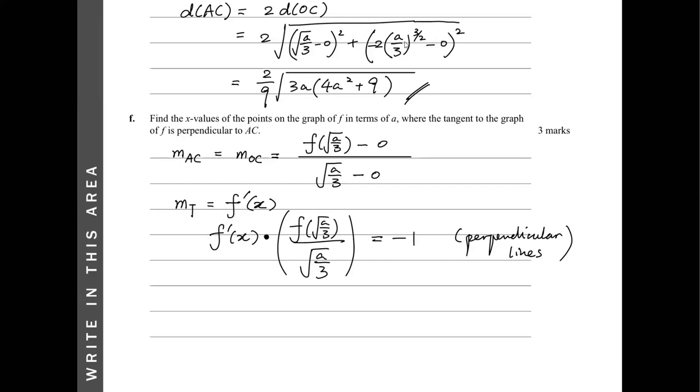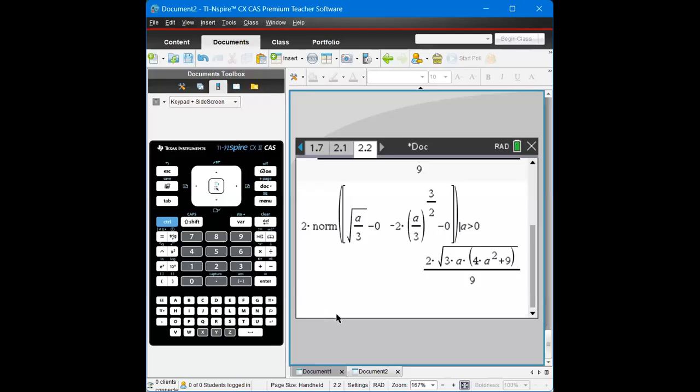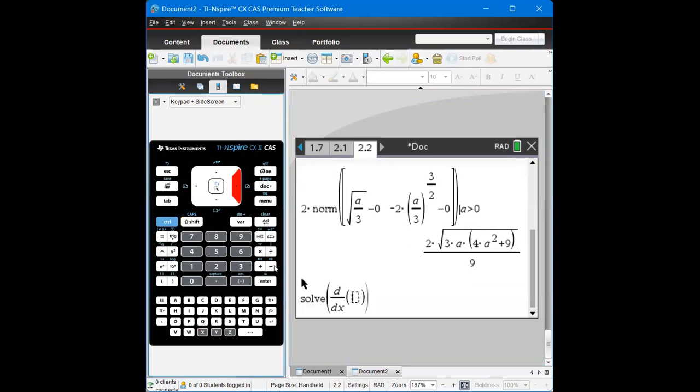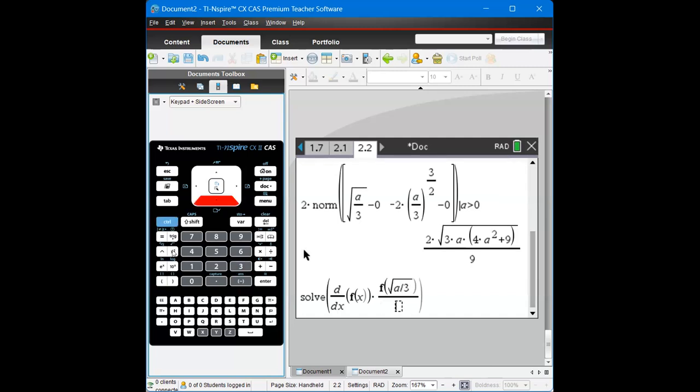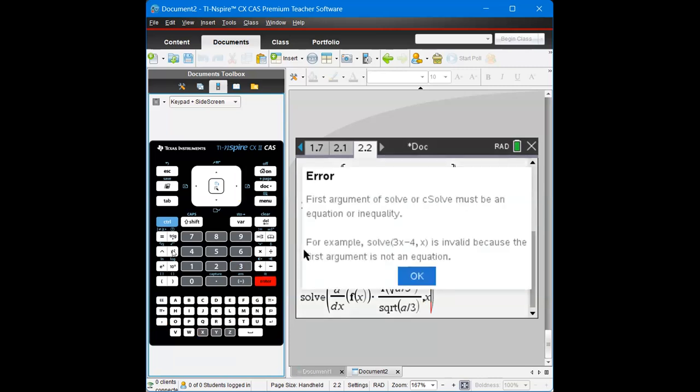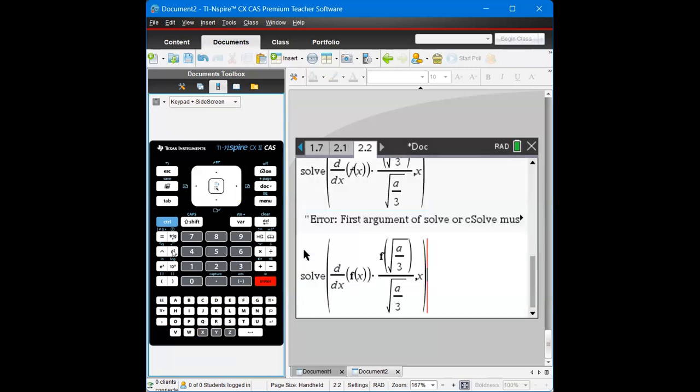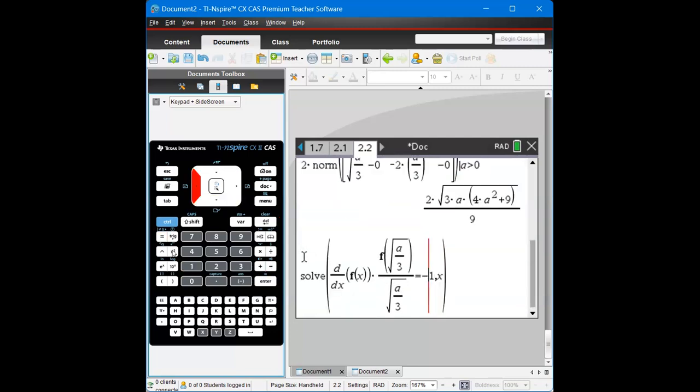Going back to your CAS calculator, see how we go. Solve button. The derivative is given by d/dx of f of x times the fraction, f of root a over 3 divided by square root of a over 3, comma x. Oh, sorry, I forgot to type equal to -1. Gradient multiplied together equals -1.